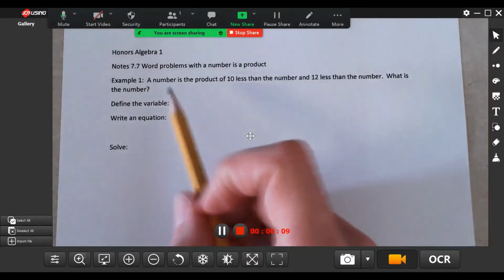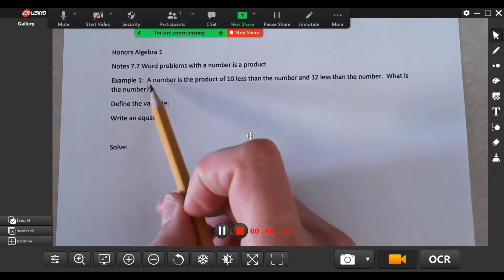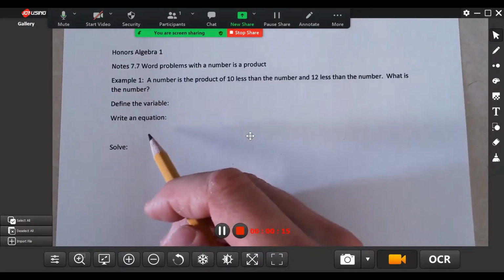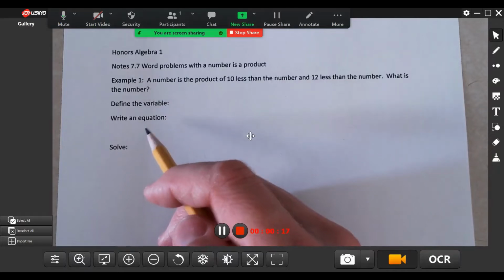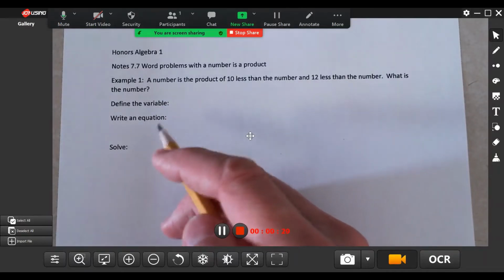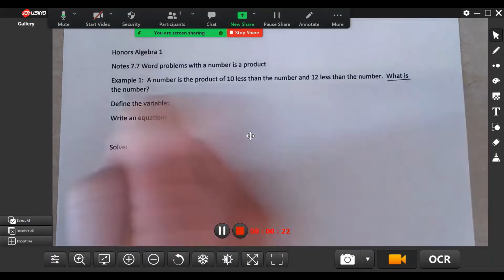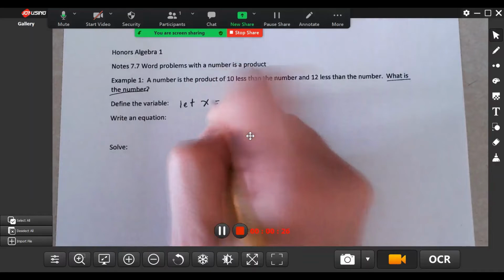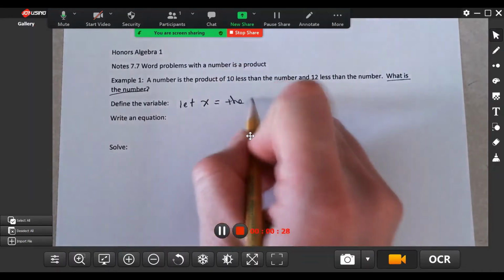So here's the first example. A number is the product of 10 less than the number and 12 less than the number. What is the number? So as always, we start by defining the variable. Since we're looking for the number, we're going to let our variable x be the number.